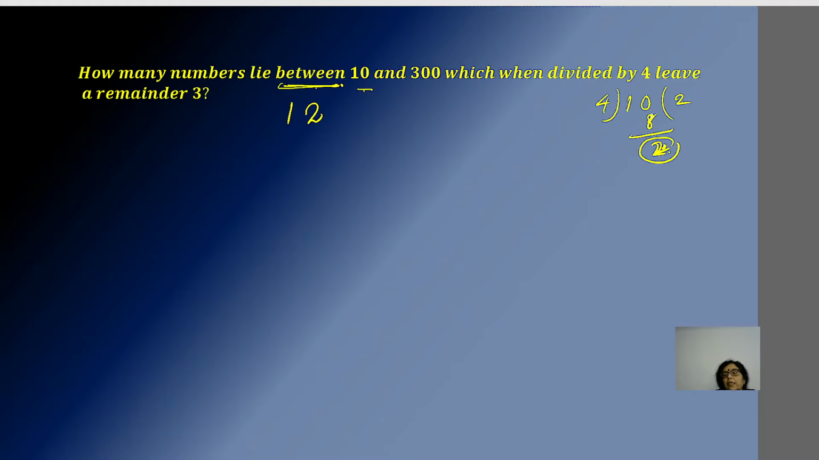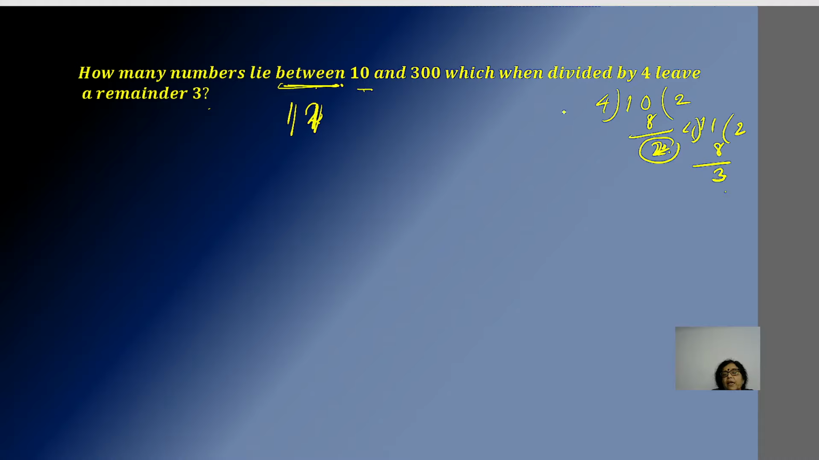So if I take 11, that is the next bigger number, and divide it by 4, 4 times 2 is 8, we get a remainder 3. So in order to get a remainder 3, we have to take the number 11 as the first number. This will be the first number which gives a remainder 3. It should not be completely divisible by 4. It should give us a remainder 3.